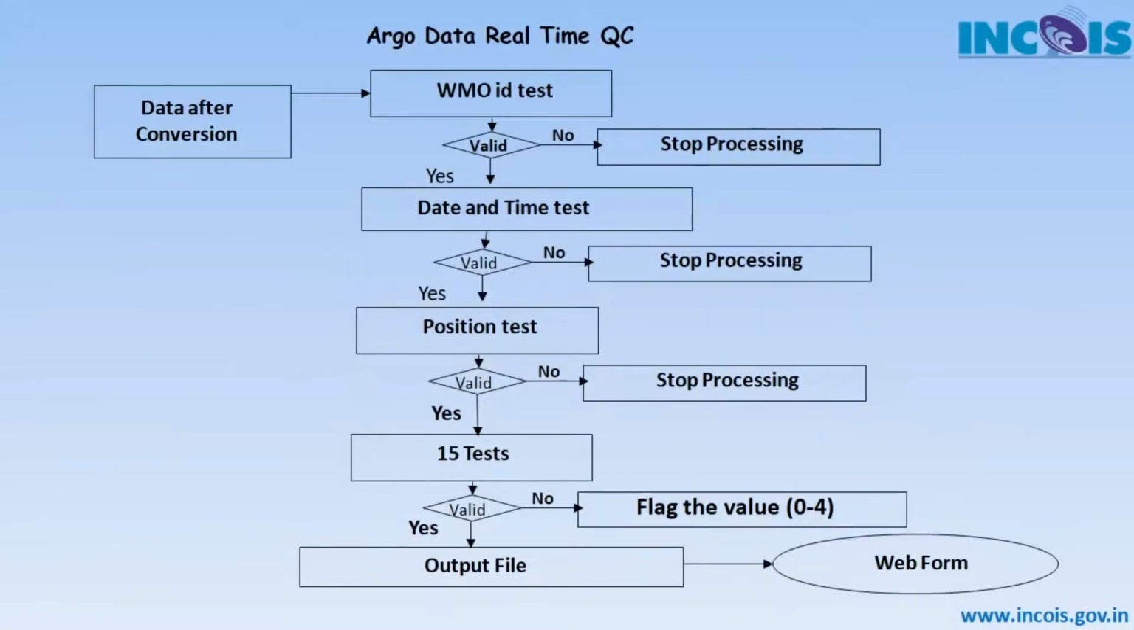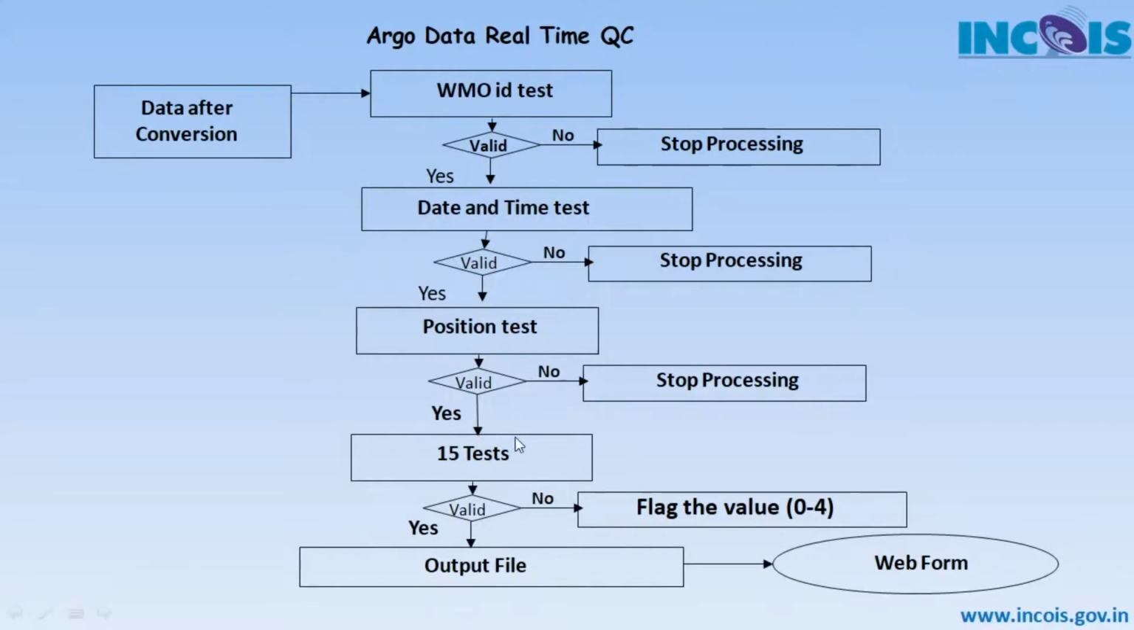So this is the flow which shows how the Argo real-time data QC is done. After the conversion, we check for the validity of the WMO IDs, and then also check for the date and time, because the Argo program started sometime in 1999. So we check whether data received from this float is beyond 1999 or not. Once that is done, we also check for the position. The position is supposed to be in the ocean, because these floats are giving the data sets of the ocean. Once the position is valid, then we test the records: temperature, salinity, pressure.